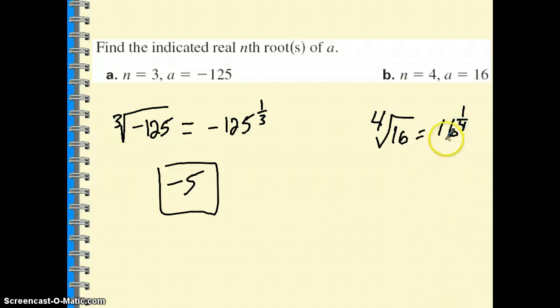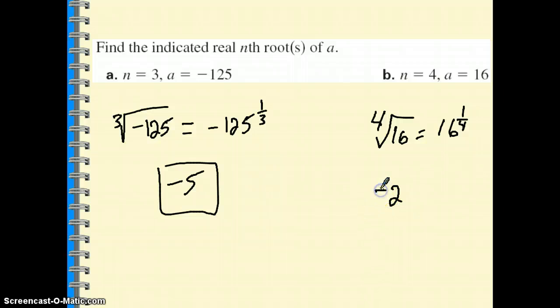So we're asking ourselves, what number can we raise to the power of 4 and get 16? Now remember, 4 is even, so there's going to be two separate answers here. We're going to have a positive and a negative root for the fourth root of 16. Well, if you use your head a little bit and think through some numbers, you know that 2 raised to the fourth power will give us 16.